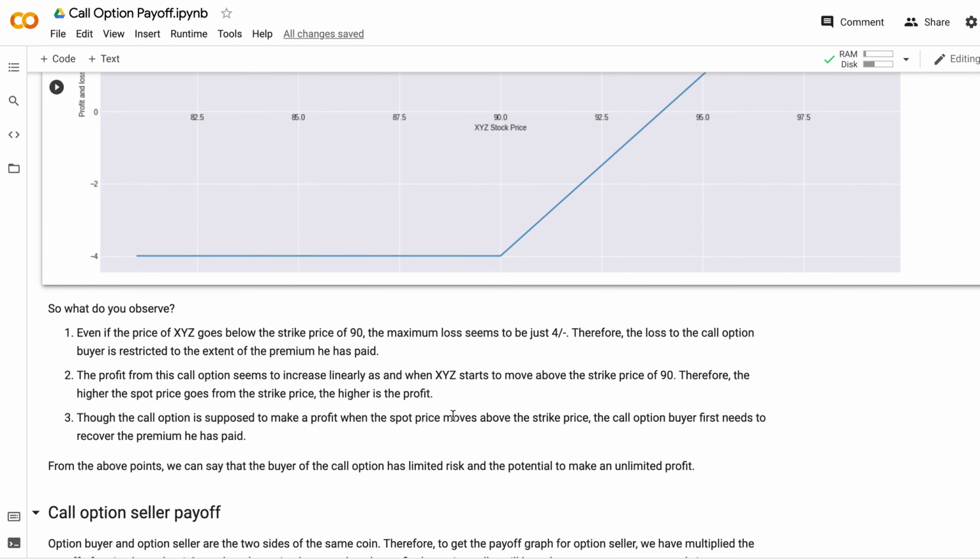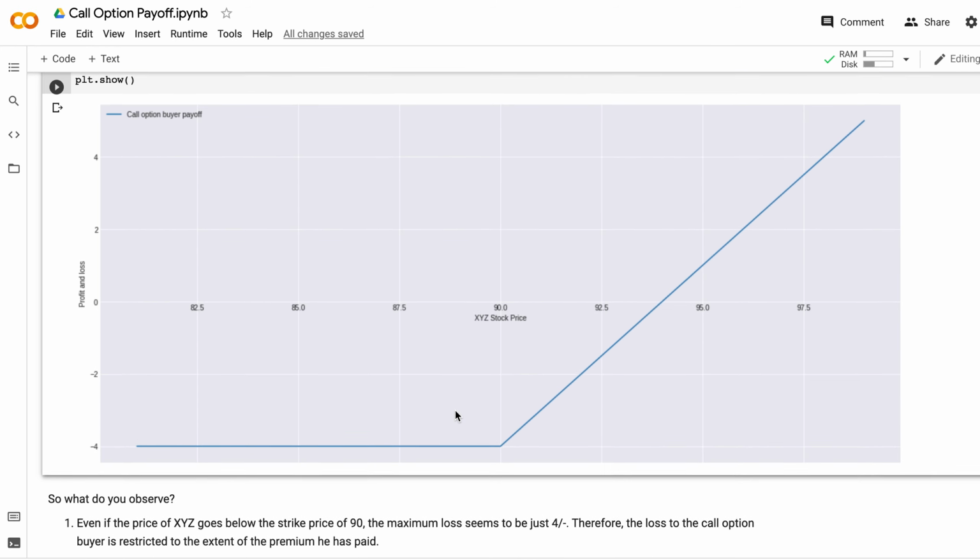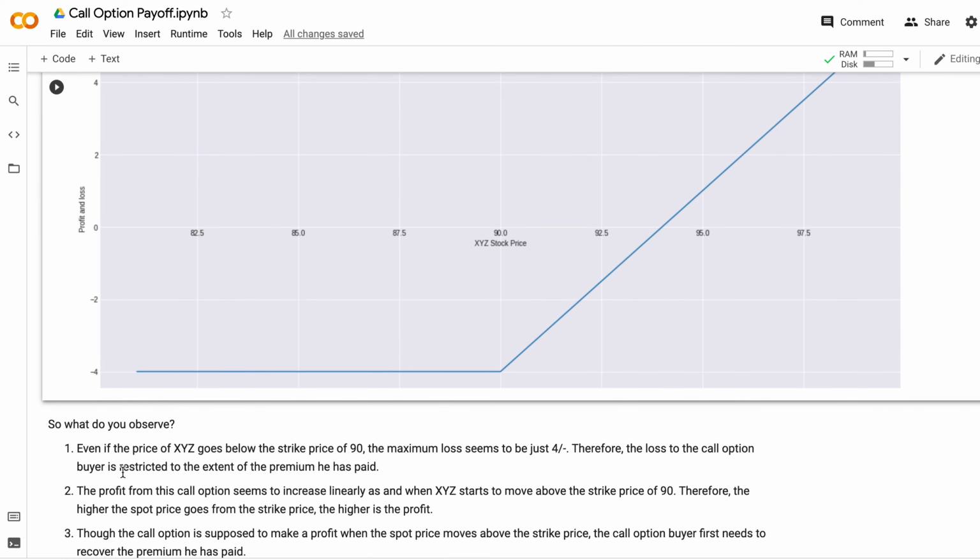So what do you observe here? If you look at the diagram, what do you observe? Even if the price of XYZ goes below the strike price of 90, so here's 90, if it goes below, the maximum loss seems to be just 4. That's the cost of the premium, right? Whatever the premium is, that's your maximum loss.